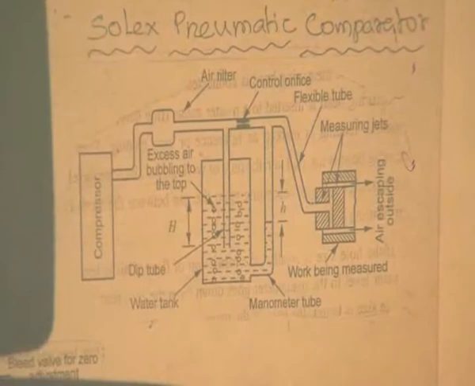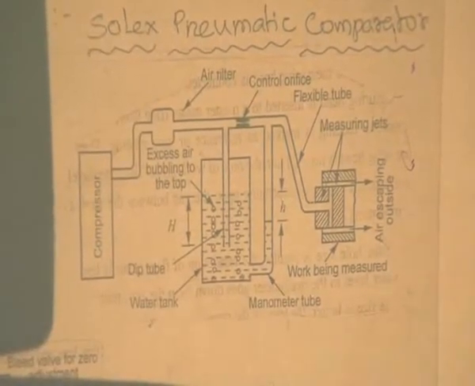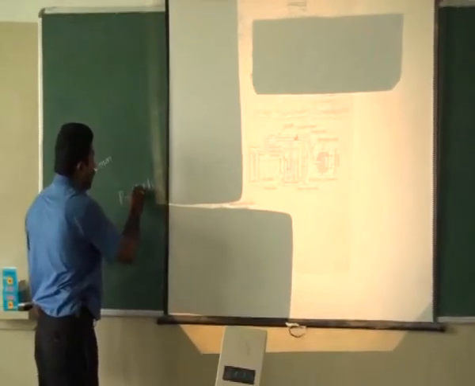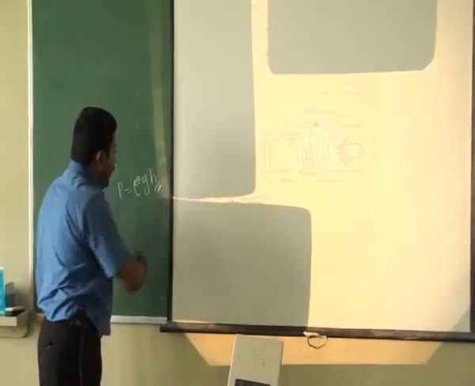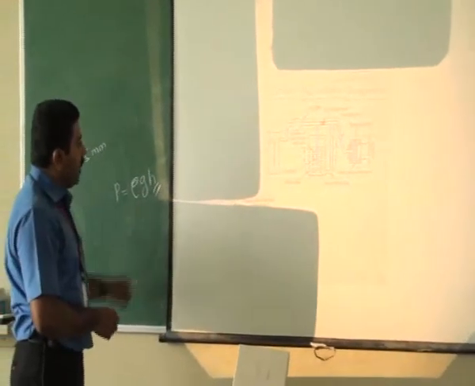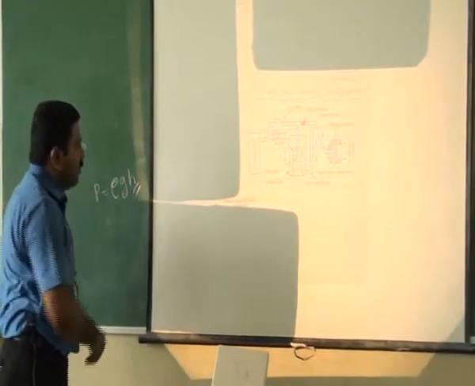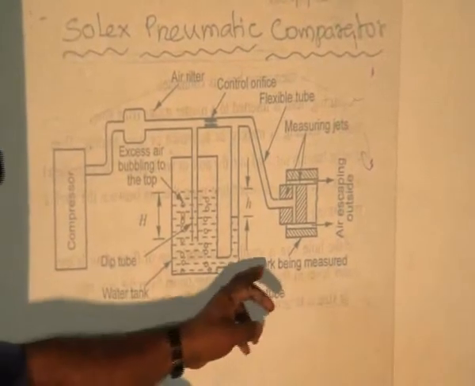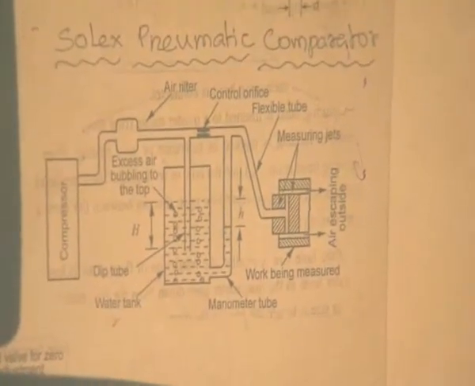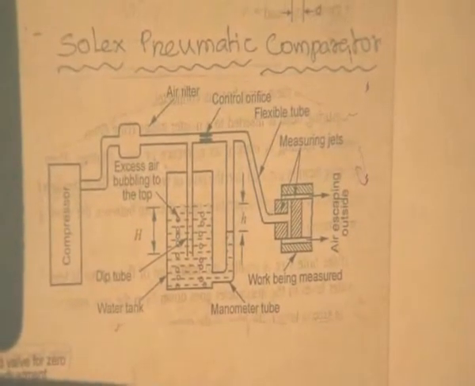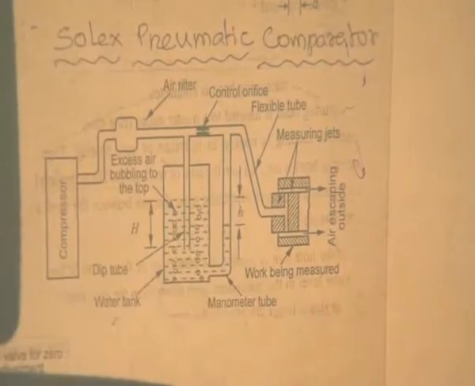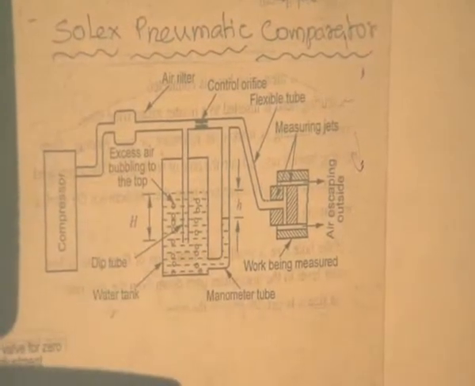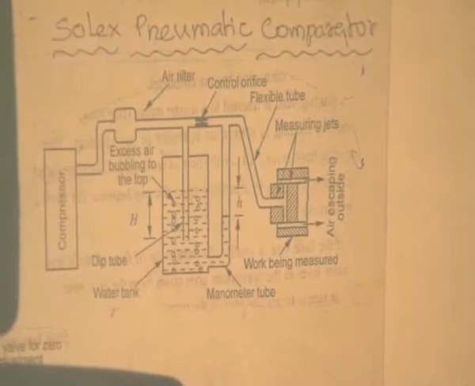Once we find the height value, we substitute it in the formula, P is equal to rho g h. We know that formula, so only the height value has to be substituted. Substituting the height value, we get the pressure. Due to that pressure variation, we can identify whether the component is to standard or not. If there is no variation in the height, the component is in standard form. If the height varies, it is not in standard form. That is the main thing to identify using the Solex pneumatic comparator.